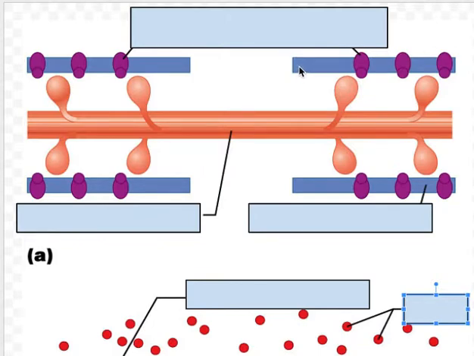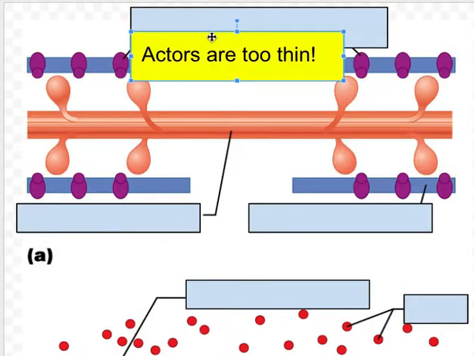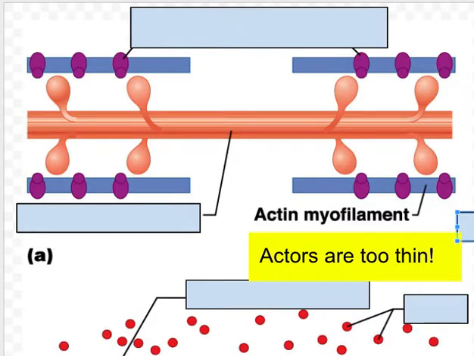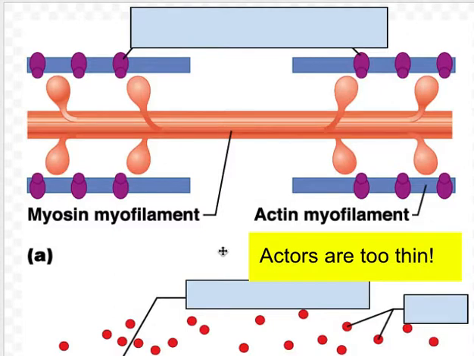I always remember the actin is the thin filament. I think of this: actin is thin. That's my way of remembering that. And there is the actin, as they call it, a myofilament. We'll probably just call it actin most of the time. And then the thicker one, as we said, is the myosin.